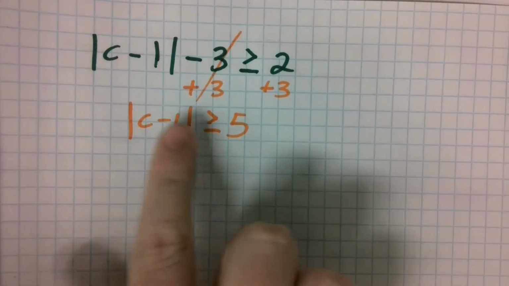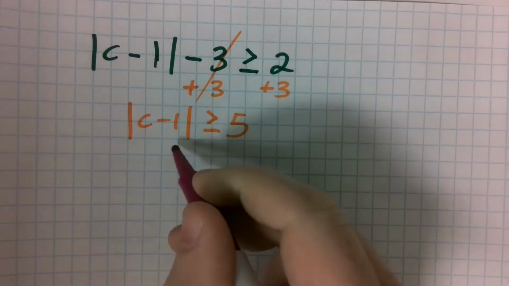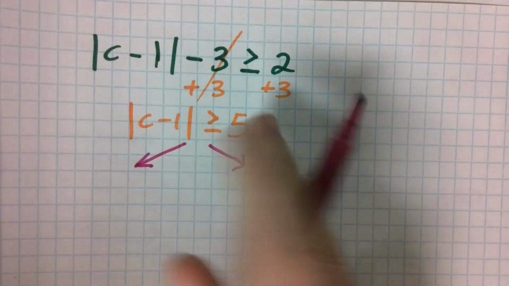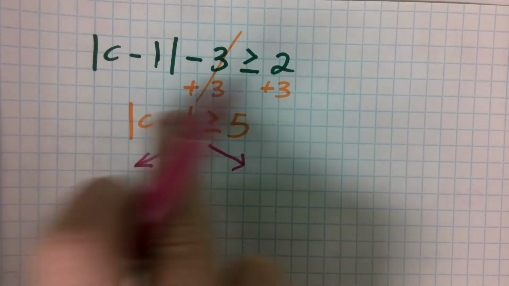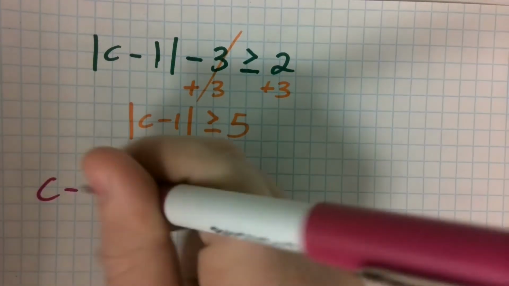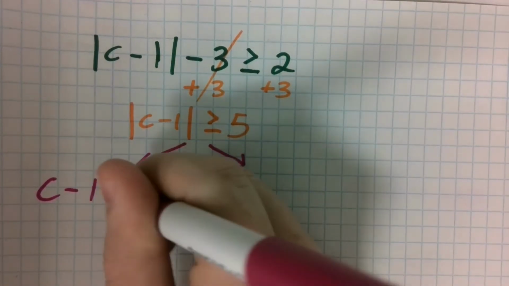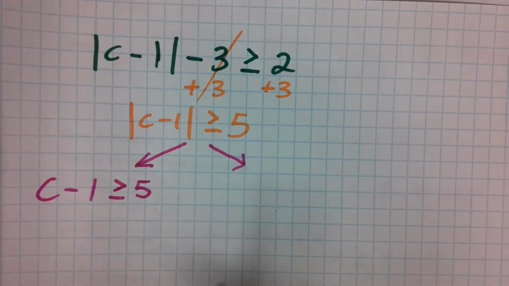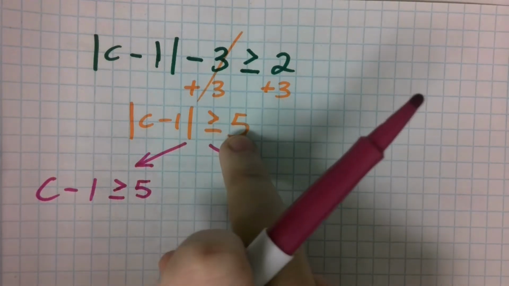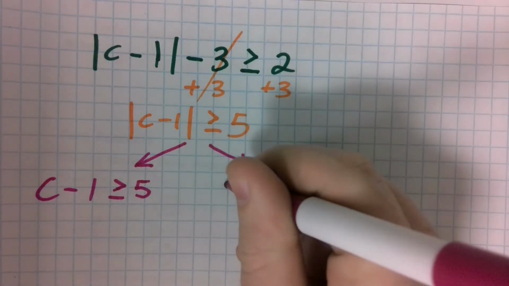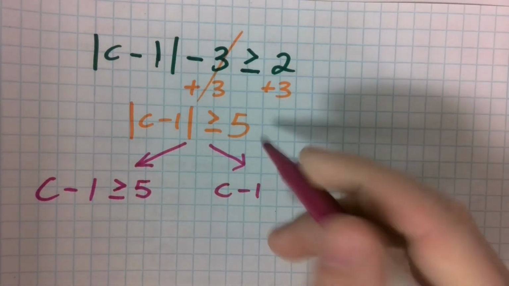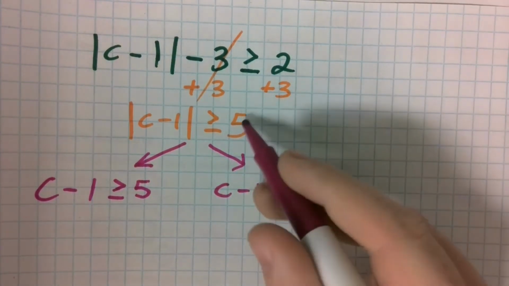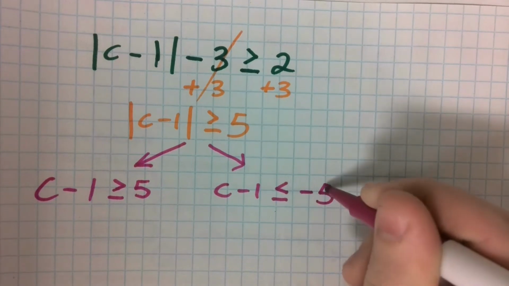Now that c minus 1 in absolute value is all by itself, we can now split. The first version will be just written as is without the absolute value symbols, so c minus 1 is greater than or equal to 5. The second version, we want to flip our symbol and make the right side negative. So c minus 1, instead of being greater than or equal to, it's going to be less than or equal to, and instead of 5, we will have negative 5.